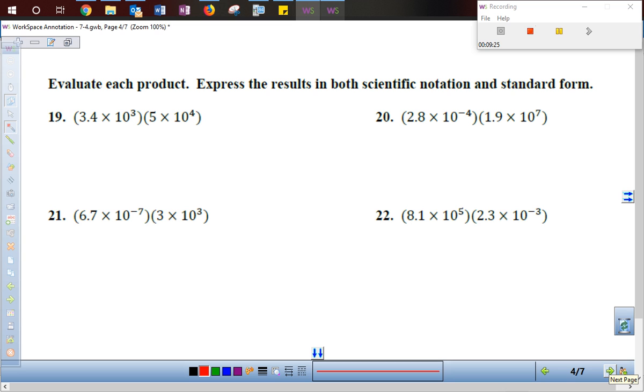Now in the next section, we're going to talk about what happens when we multiply scientific notation together and how to get the results. So it says evaluate each product, express the results in both scientific notation and standard form. Now here's something you are not allowed to do. You are not allowed to just put this in your calculator and get a result. Sometimes it might work, sometimes it won't. So we're just going to say that it won't work and we cannot do it.